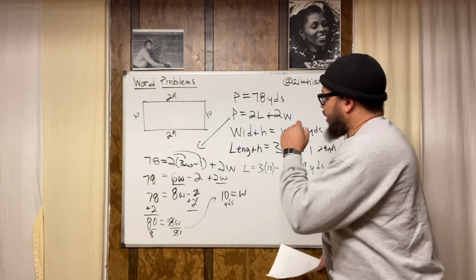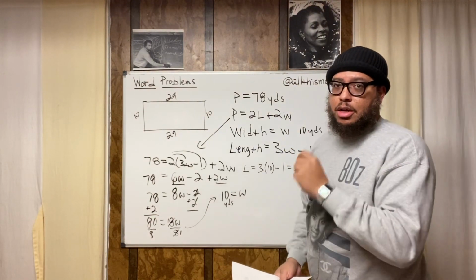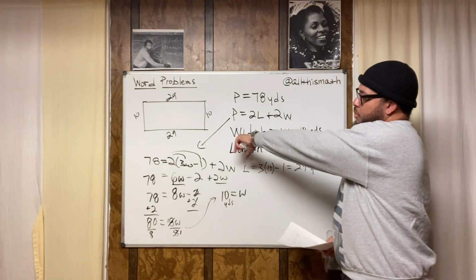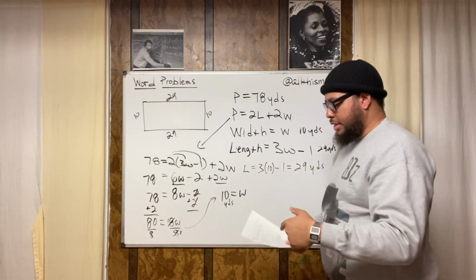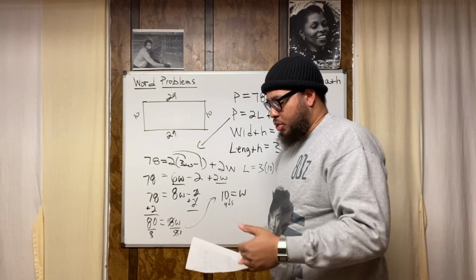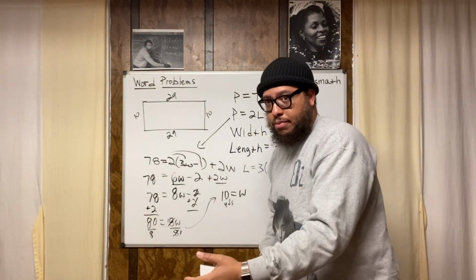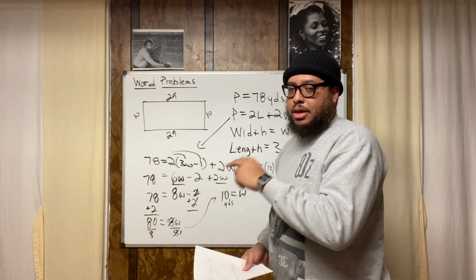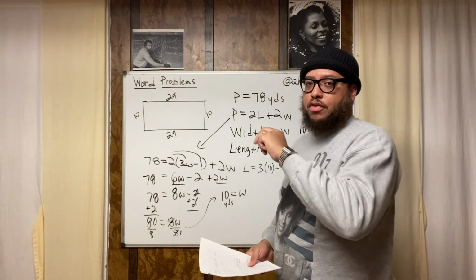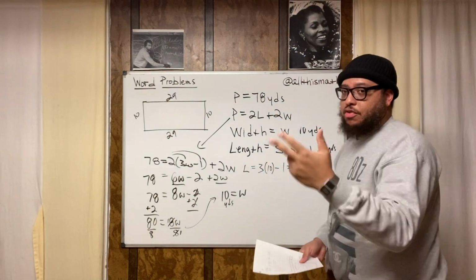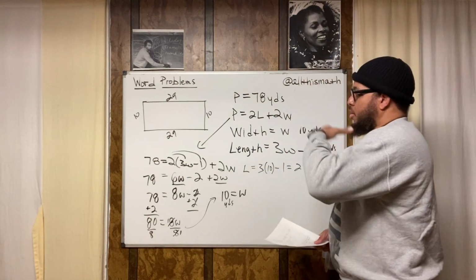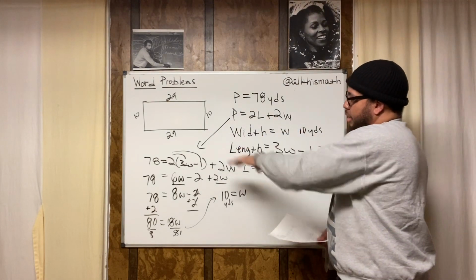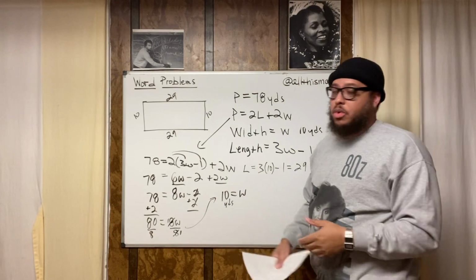But check this out. The second thing that's discussed in the problem, I always make that the variable. So in this problem, the width was expressed second, because it said the length of a rectangular garden is 1 yard shorter than 3 times its width. The length got talked about first. The width got talked about second. So because the width got discussed second, I'm calling that the variable. Width is W. I mean, you could call it X. You can call it any variable you want.